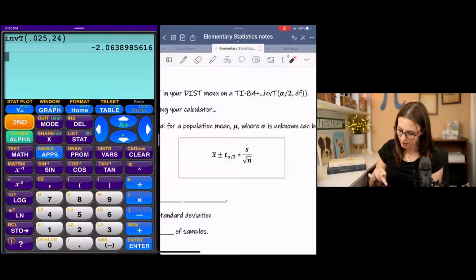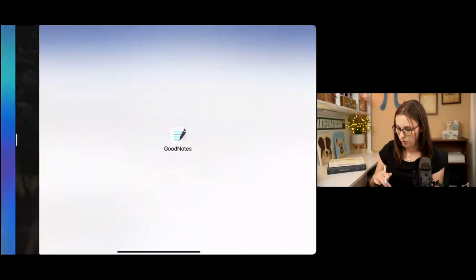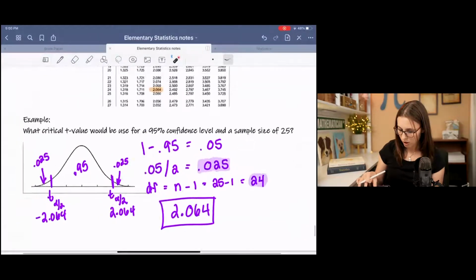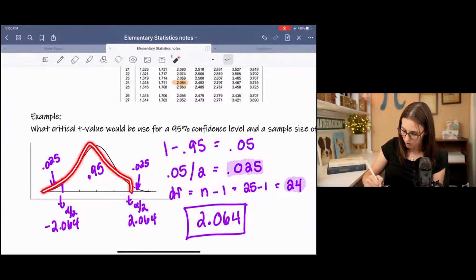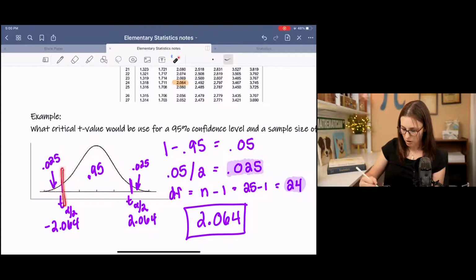So I went to second vars inverse t, put in that alpha over 2 and degrees of freedom, close it, and you can see I got that negative 2.064 if we round, which gives us that left piece. And the reason why it gave us the negative side was because remember your calculator assumes to the left. So if you wanted the right one, the positive one, you would have to account for this entire piece here to get that t value, which is fine. You can do that, but just know it's symmetric. So if you get the negative one, you have the symmetric one.